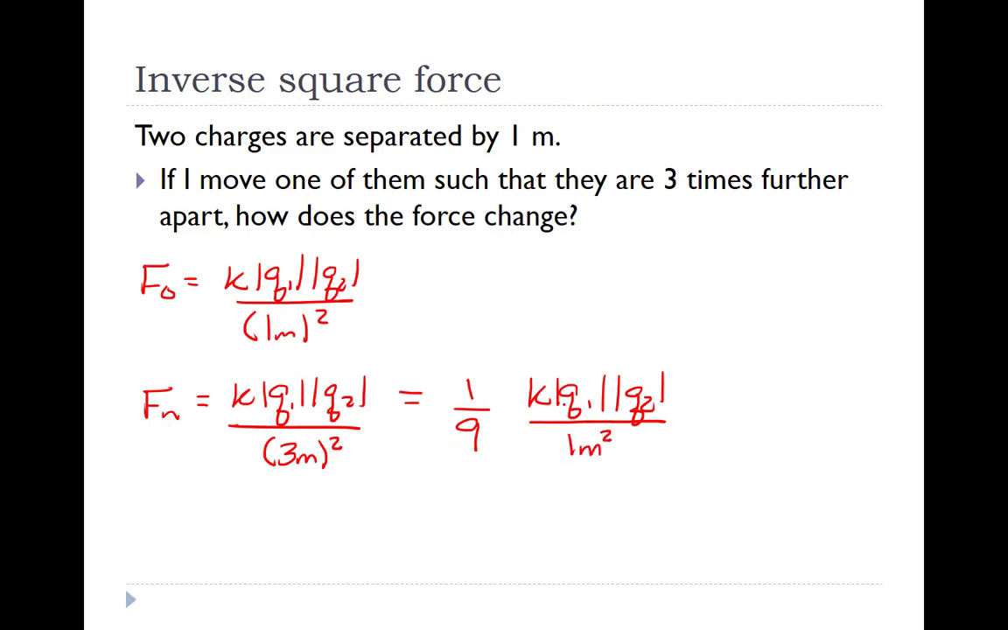Notice 9 times 1 is 9, so that's an okay thing to do. And then this portion here that I pulled off to the side is exactly that up there, which means that F new is now 1/9 of my original force. So the distance increased and the force decreased, and again you can see that that square popped up.